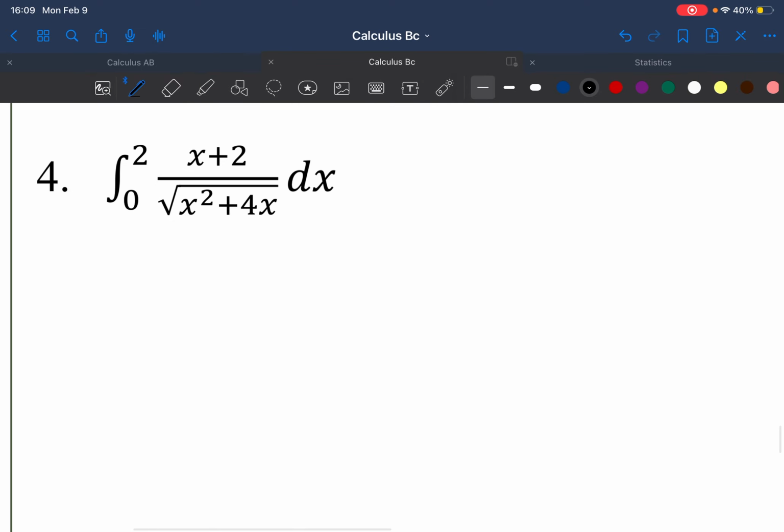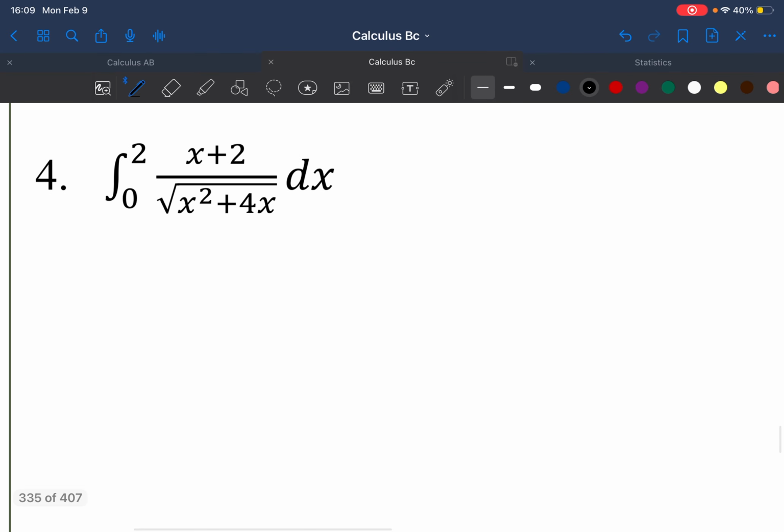So using that information, we're going to solve number 4. And number 4, notice that we go from 0 to 2. Well, if we were to plug in 0 into this equation, notice that all of this would go to 0, and then we would end up having 2 divided by 0, which is undefined. Okay, which means we have an infinite discontinuity at 0.